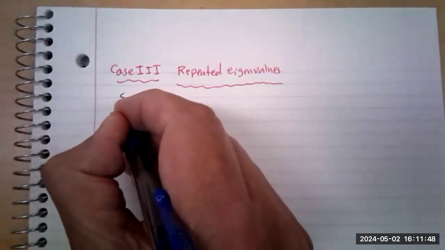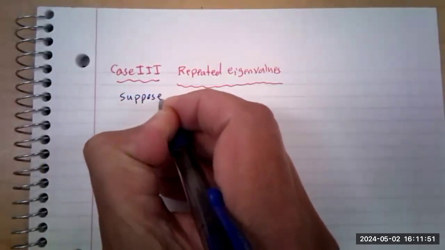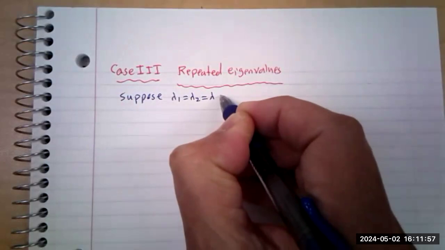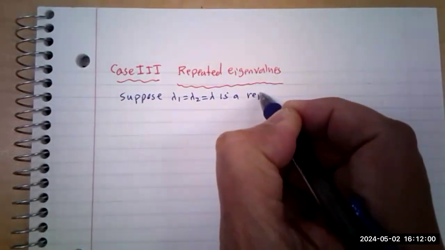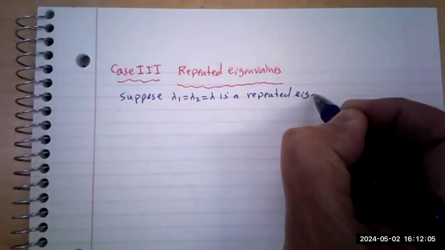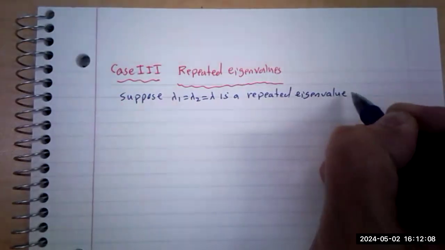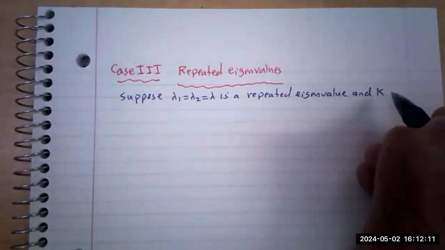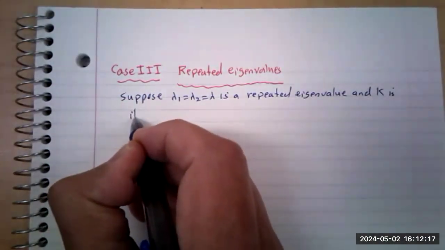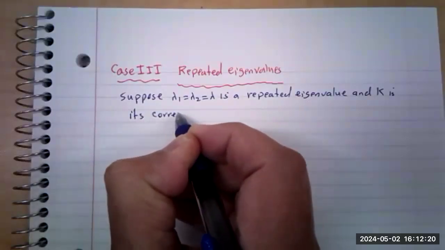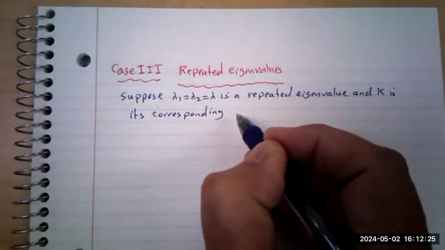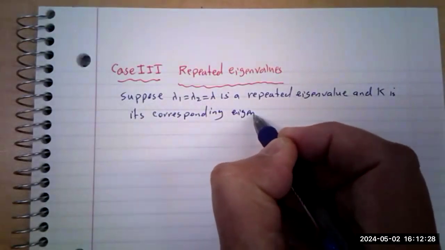Suppose you have a repeated one. Suppose lambda 1 is equal to lambda 2 is equal to lambda, so lambda is a repeated eigenvalue, and of course K is going to be its corresponding eigenvector.